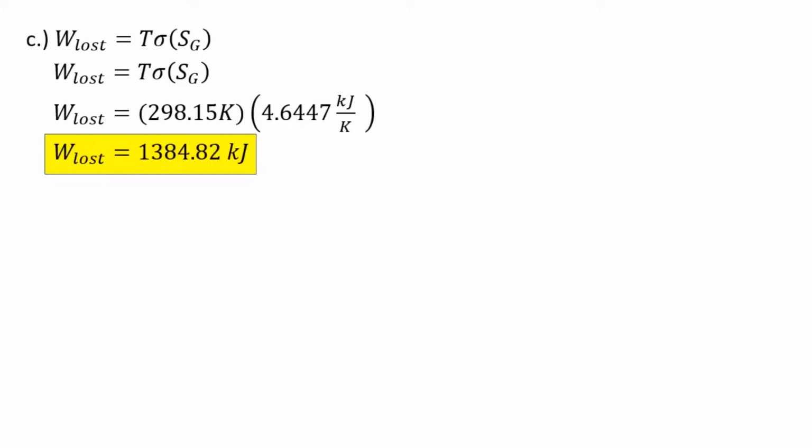To calculate the lost work, we simply multiply the temperature of the surroundings by the entropy change, which is 298.15 Kelvin times 4.6447 kilojoules per Kelvin, equal to 1384.82 kilojoules of lost work.